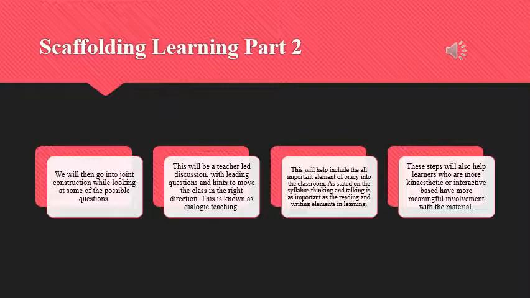This discussion will also bring in the now all-important to the curriculum area of oracy. As stated in the syllabus, thinking and talking is just as important as the reading and writing elements of learning. Important in this area is to get everyone in the class involved, so perhaps calling on those who are quiet and/or shy, or those who may simply be losing attention. These steps will also help learners who are more kinesthetic or interactive based have more meaningful involvement with the material and get them involved in the class.